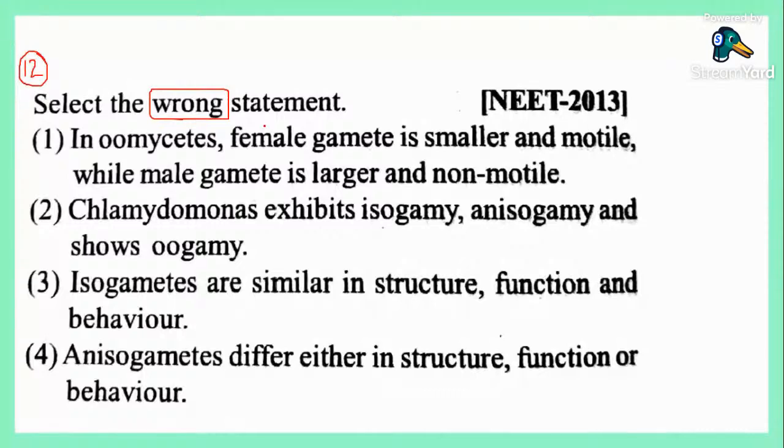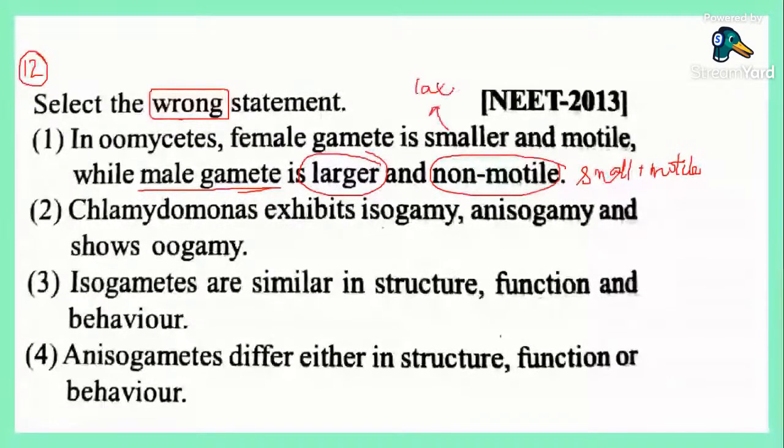Very easy question. In oogamous condition, the female gamete is smaller and motile, while the male gamete is larger and non-motile. From there itself you can say the statement is wrong. In almost all heterogametic conditions, the male gamete will be smaller and motile, whereas the female gamete will be larger and non-motile. So the wrong statement given here is number 1.